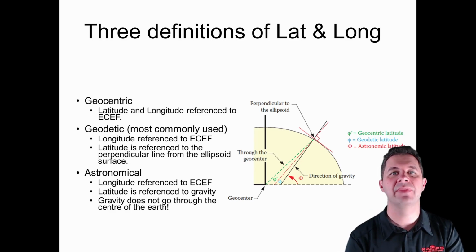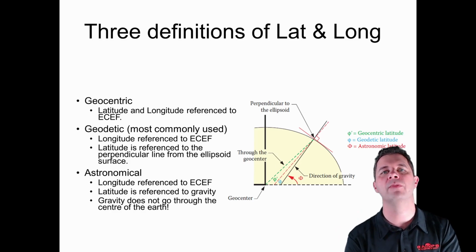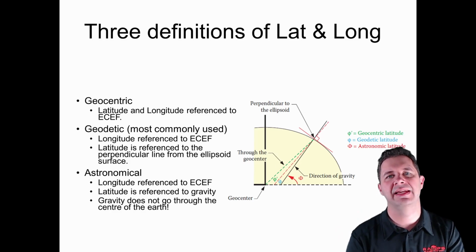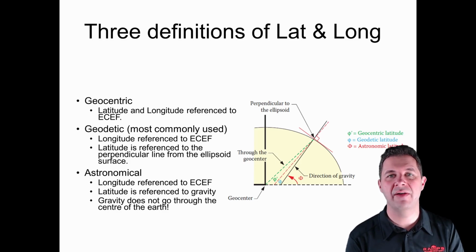Our final one is our astronomical way of specifying latitude and longitude. Once again, our longitude is referenced to our ECEF data, so through the center of the Earth, through the center of that pole. But our latitude data here is referenced based on gravity. Now, you might think that gravity would go through the center of the Earth, but it doesn't.